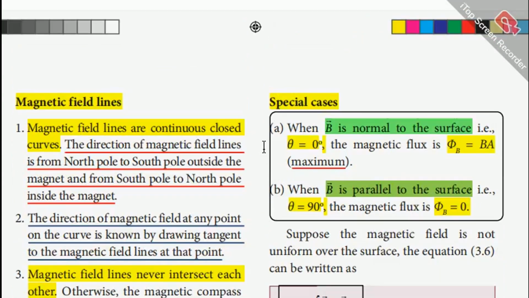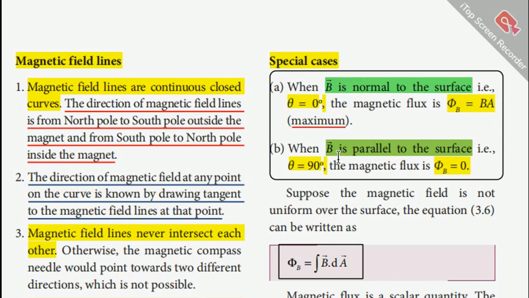Then we will consider the special cases. When the magnetic field is normal to the surface, that means theta equal to 0, therefore the magnetic flux phi B will be equal to BA. That's the maximum flux. And when the magnetic field is parallel to the surface of the coil, then theta will be equal to 90 degrees. That means the magnetic flux is 0.